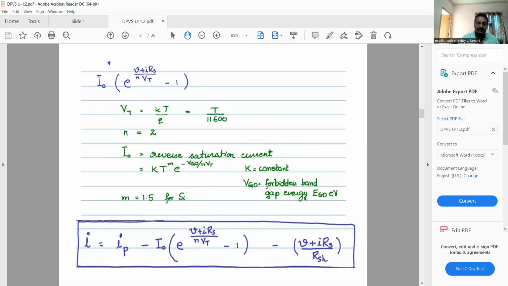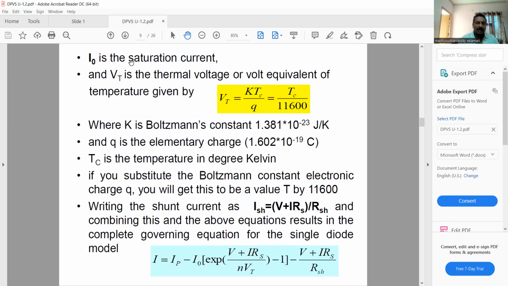This last term is ISH. I naught is the saturation current, as I already told you, the reverse saturation. VT is the thermal voltage or temperature equivalent voltage, which gives us this formula. And for the Boltzmann constant, we pick up the value 1.381 into 10 power minus 23 joules per Kelvin, and Q we pick up. Based on these two values, we get the solution for VT. And ISH, I already told you this value. By substituting all, we are expressing this value.